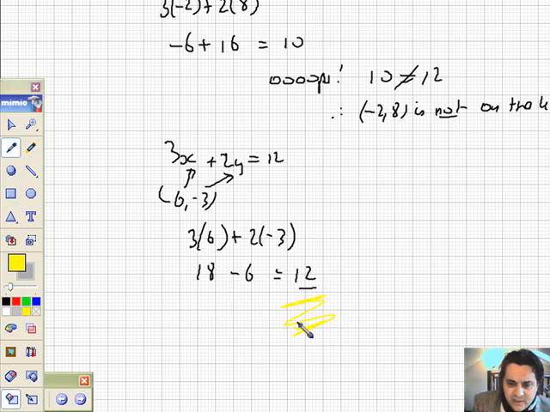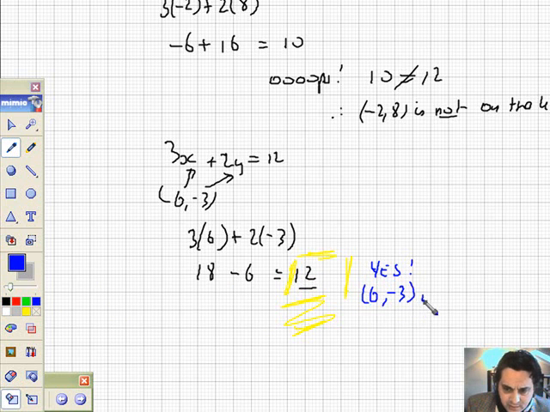Oh, that deserves to be underlined. Lovely shiny little star there. Yes. Conclude. Let's change colour. So yes, bang. 6, -3 looks like a proper yes, is on the line 3x plus 2y equals 12. Answer, because 12 equals 12, and we've landed it.